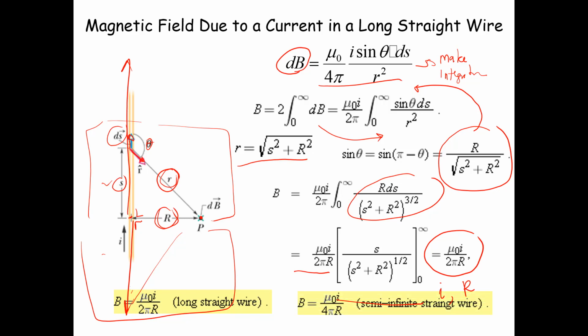And then if we have a semi-infinite straight wire, we don't have to multiply by 2, so it's only from this one to this one. It is only one side, so we don't have to multiply by 2. So for the semi-infinite straight wire, the B is equal to mu 0 I per 4 pi R.